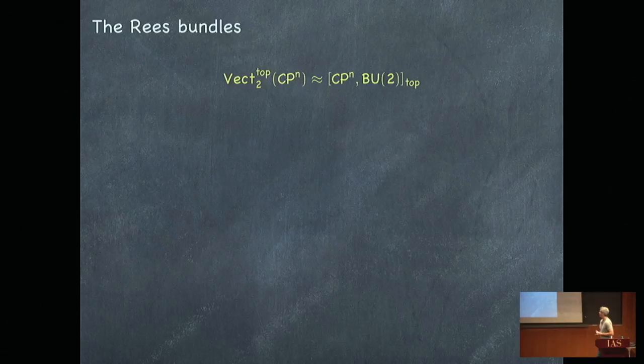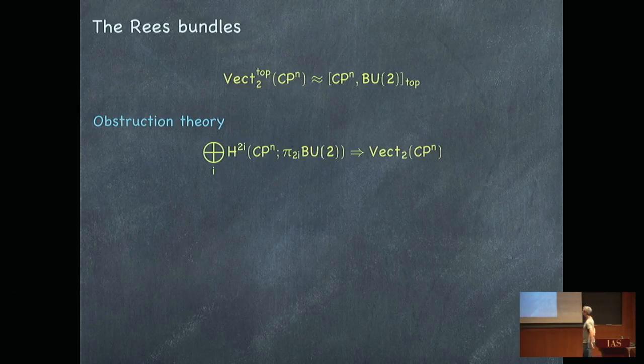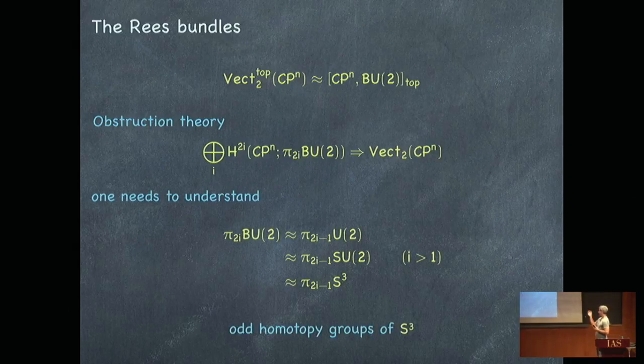So what are these? They are rank 2 topological vector bundles over a complex projective space, that is, maps from projective space into the classifying space of the 2x2 unitary group. The obstruction theory relates the cohomology of projective space, the homotopy groups of the classifying space of the unitary group, and rank 2 bundles. For i bigger than 1, pi_{2i} of the classifying space of the unitary group is pi_{2i-1} of the 3-sphere. So if you're interested topologically in rank 2 vector bundles on complex projective space, you're interested in the odd homotopy groups of the 3-sphere.